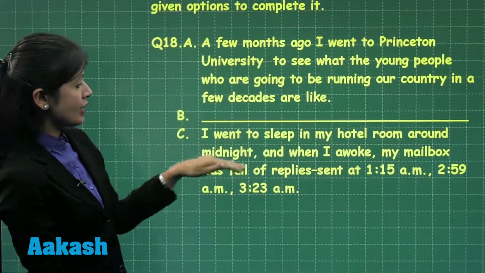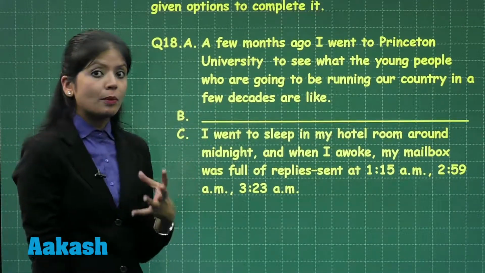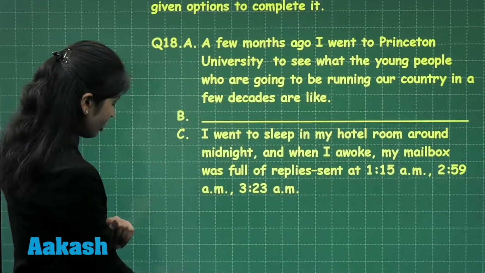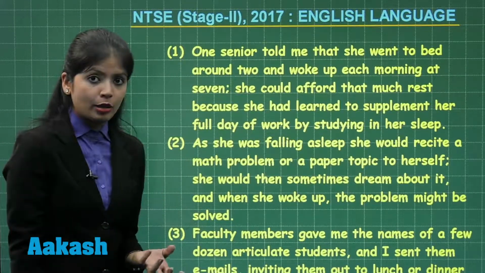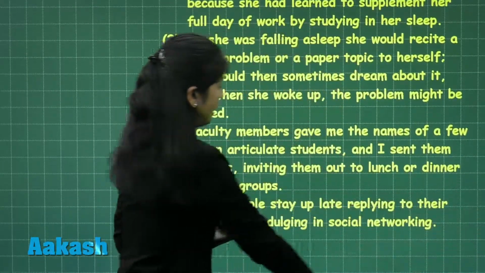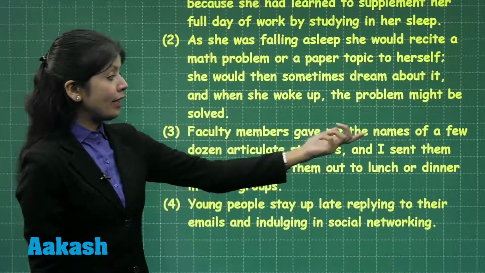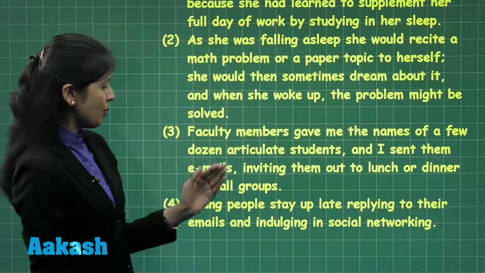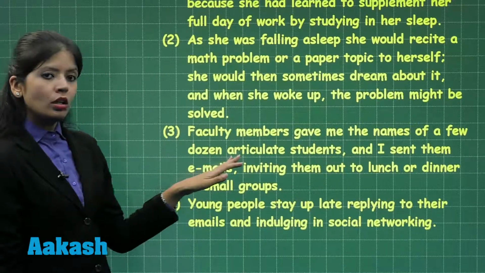Now when I read the first and the last line, I can easily see that it's a personal account of somebody's experiences associated with mail writing. So all I have to do is, when I read the four options, identify which option really talks about mail writing at odd hours. Now when we read option 1, 2, 3 and 4, option number 3 clearly states, faculty members gave me the names of a few dozen articulate students and I sent them emails inviting them out to lunch or dinner in small groups.